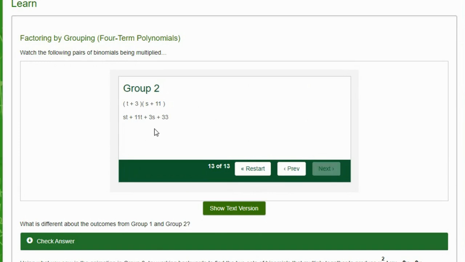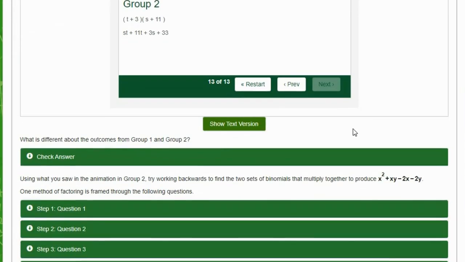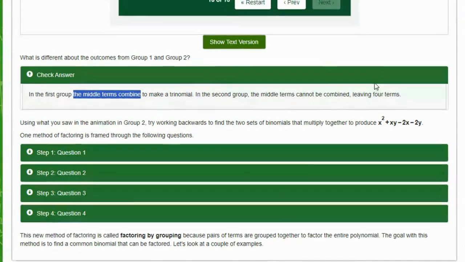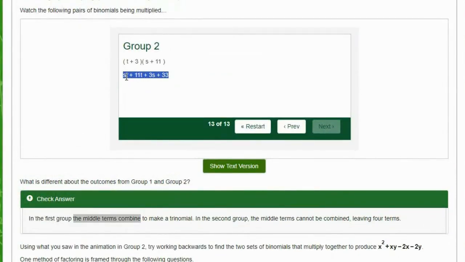That's simplified as far as it can get. St plus 11t plus 3s plus 33. Okay, that's a little different when one's t and the other one's s. So what is the difference of the outcomes? Well, in the first group, the middle terms combined because they were both t's. It was 3t and 11t. But in the second one, they couldn't be combined. We had 4 terms left at the end because there's nothing that's like terms.